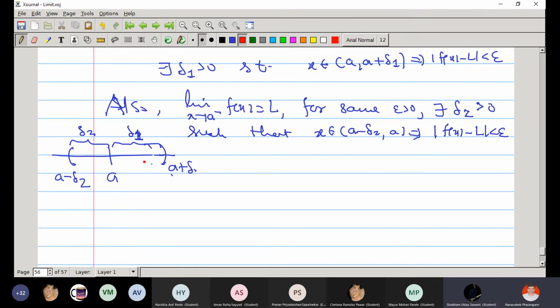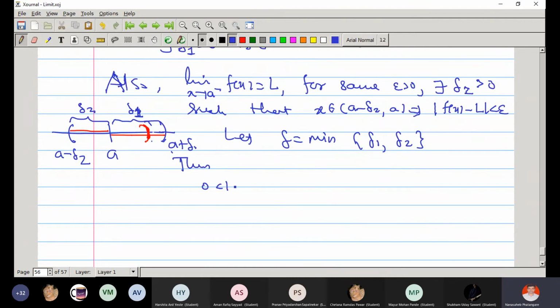The minimum of delta 1 and delta 2. Because if x is on the right side up to a plus delta 1, |f(x) minus L| is less than epsilon. If x is on the left side up to a minus delta 2, it is also less than epsilon. So what is the minimum? If delta 2 is smaller than delta 1, then you choose the minimum. In that range, both things are true. Either a point is on the right side or left side, it doesn't matter. So let delta be equal to the minimum of the two; whichever is smaller, choose that as delta.